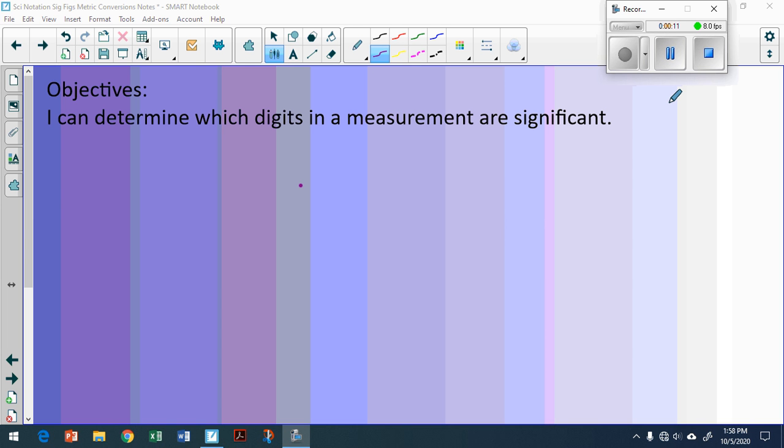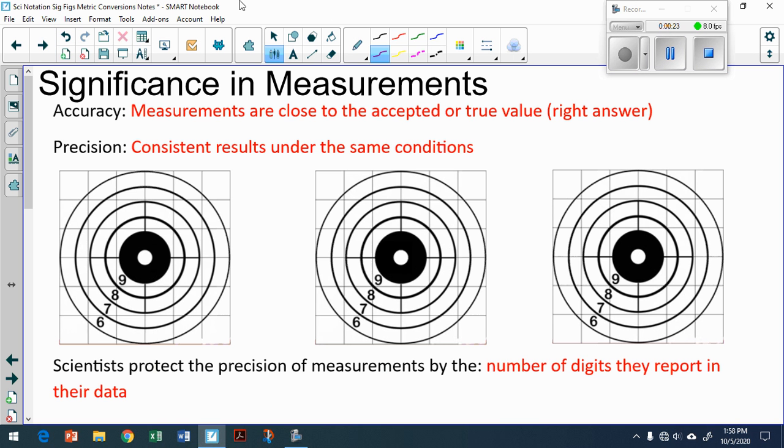So when we say significant, there's something very specific that we mean in science in terms of our measurements about what digits actually came from the measurement itself. So in order to talk about significance, we need to discuss this idea of accuracy versus precision. So to be accurate is to be right.